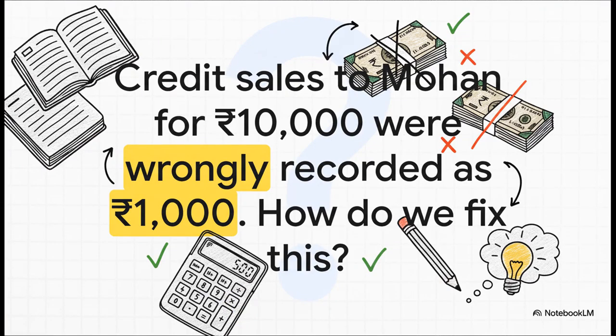All right, let's look at a typical exam question. So the problem is, credit sales to Mohan for 10,000 rupees were wrongly recorded as only 1,000 rupees. You were short by 9,000. So what do you do now? How do we fix this?